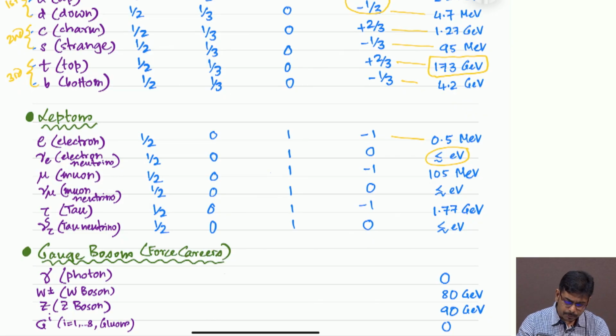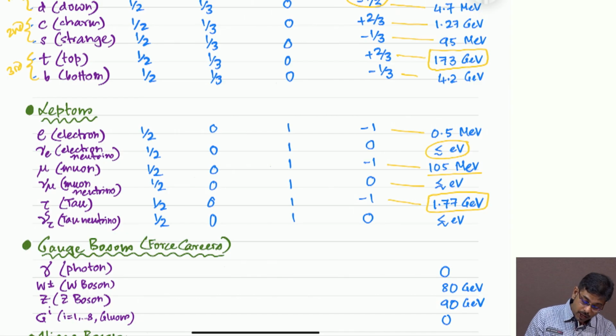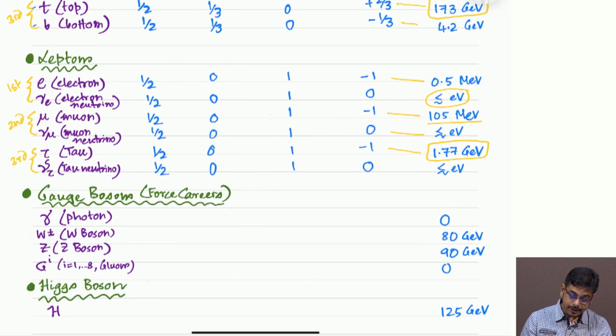Muon has all the properties similar to the electron, but it has a mass which is slightly heavier, of the order of 105 MeV. Once again the muon neutrino is almost massless, and the tau is heavier than both muon and electron, with a mass of the order of 1.77 GeV. Electron and electron neutrino, muon and muon neutrino, tau and tau neutrino are organized into different families. The electron and electron neutrino constitute the first family of leptons, muon and muon neutrino the second family, and tau and tau neutrino the third family.